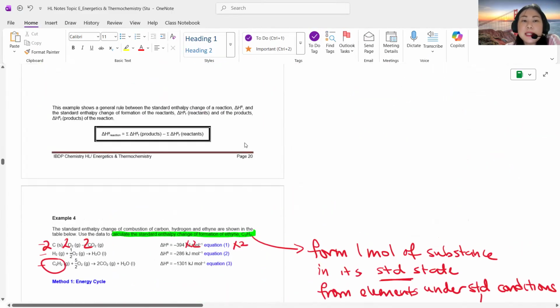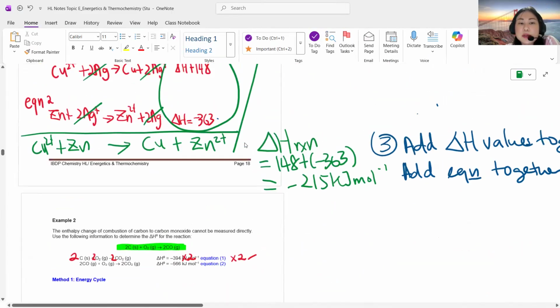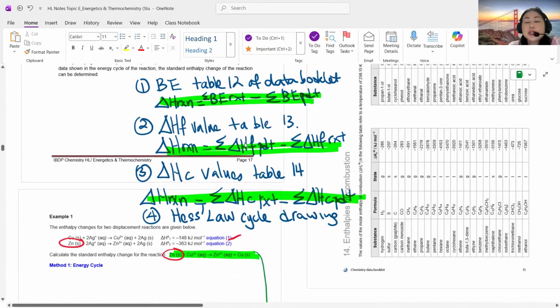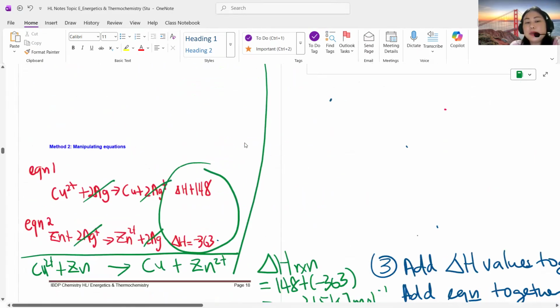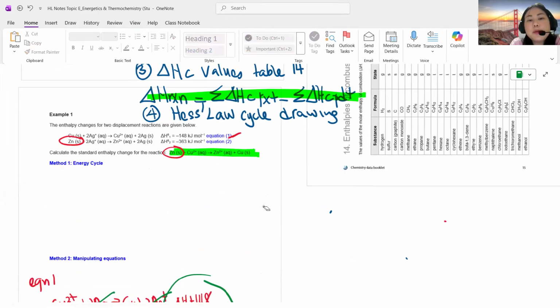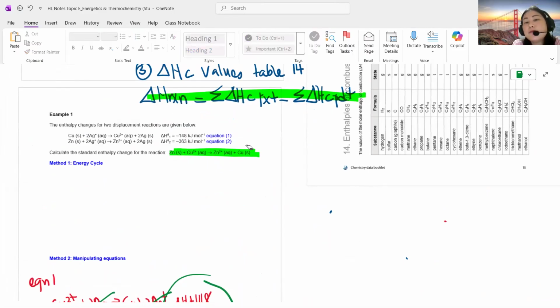Now, besides manipulating equation, what else can I do? So let's go back to this. So I've covered method 5, which is manipulating equation. So now what else am I going to do is I'm going to do the Hess's law cycle. Okay, but I'm not very keen to keep drawing Hess's law cycle whenever we can. So I'm going to do drawing Hess's law cycle using the equations.